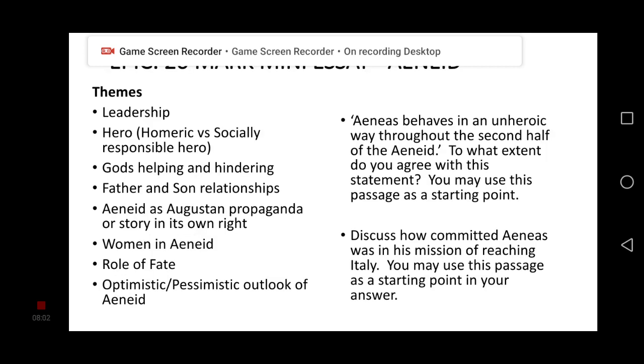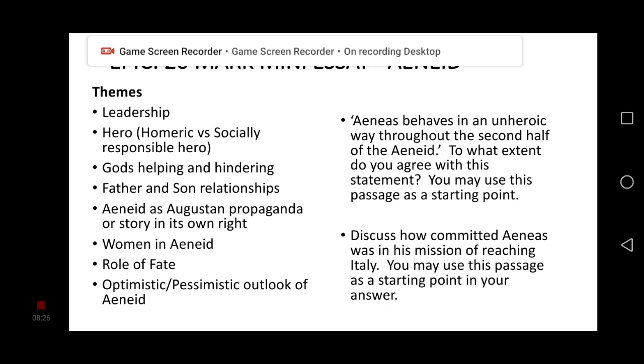So, let's have a look. Aeneas behaves in an unheroic way throughout the second half of the Aeneid. So, you could divide it into heroic, unheroic, put what you agree, and reiterate that in your conclusion. So that's an example of a 2-sided essay. Discuss how committed Aeneas was in his mission of reaching Italy. You may use this passage as a starting point in your answer, so look out for that.